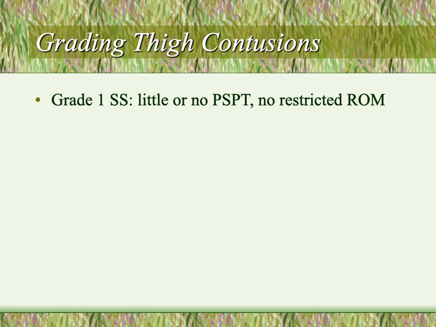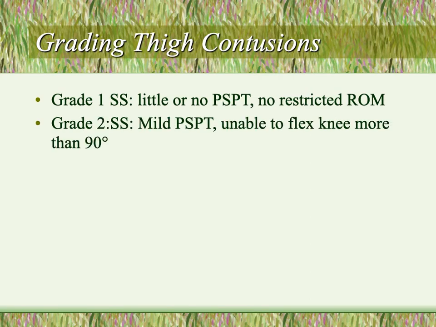We do grade thigh contusions. It's a little bit different than what we've done with the sprains. Here we have 4 grades of thigh contusions. So grade 1, little or no pain, swelling, or point tenderness, and no restricted range of motion. So very minimal, just barely have a contusion. Grade 2, we start having a mild increase in our pain, swelling, and point tenderness. They're unable to flex their knee more than 90 degrees.